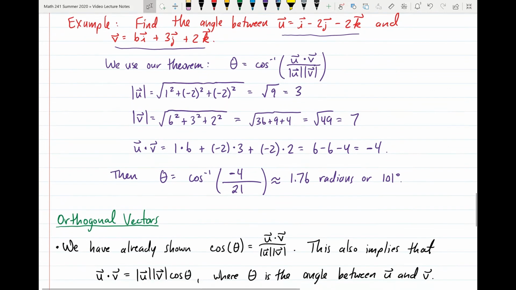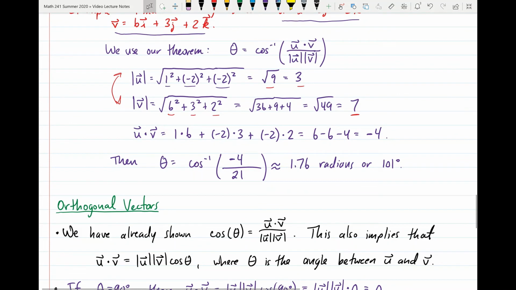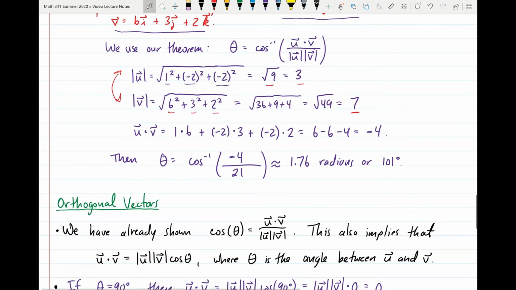So let's start by finding the magnitude of u. That will be the square root of 1 squared plus minus 2 squared plus minus 2 squared. And we end up getting the square root of 9, which is equal to 3. Then we can also find the magnitude of our vector v by taking the square root of 6 squared plus 3 squared plus 2 squared. And ultimately we end up finding that the magnitude of v is equal to 7. In both of these cases, we are just using the definition of magnitude of a vector that we talked about in section 12.2.